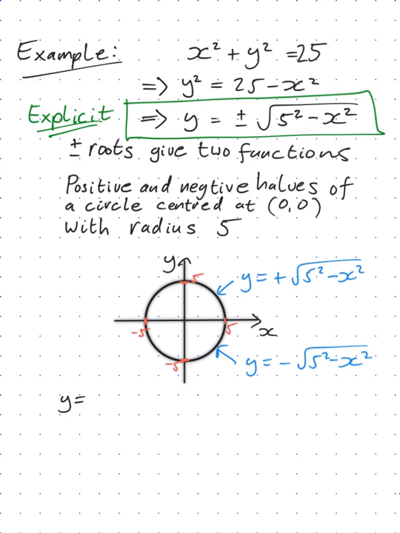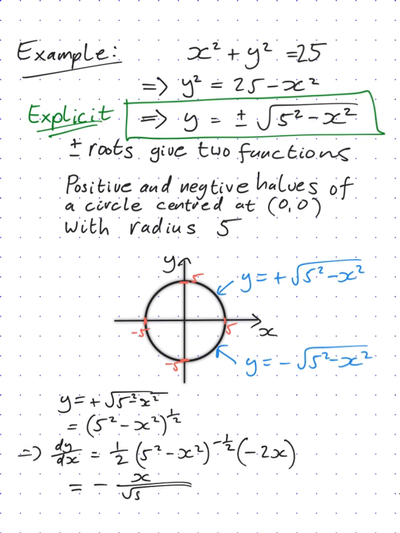If we look at the positive side, that's plus the square root of 5 squared minus x squared. We can differentiate that in the usual way using the chain rule. It's worth noting at this point that since y is equal to the square root of 5 squared minus x squared, this expression for dy/dx is just minus x over y.